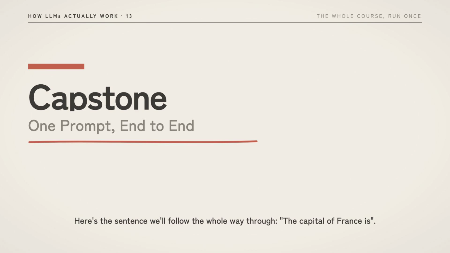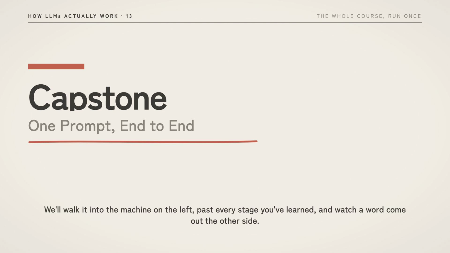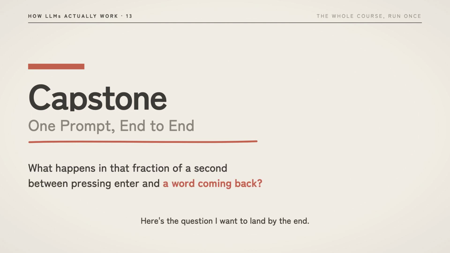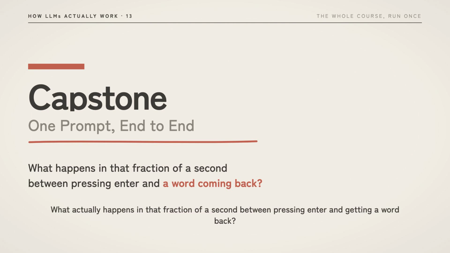Here's the sentence we'll follow the whole way through. The capital of France is. We'll walk it into the machine on the left, past every stage you've learned, and watch a word come out the other side. And this time you will be able to name every box it passes through. Here is the question I want to land by the end. What actually happens in that fraction of a second between pressing enter and getting a word back?